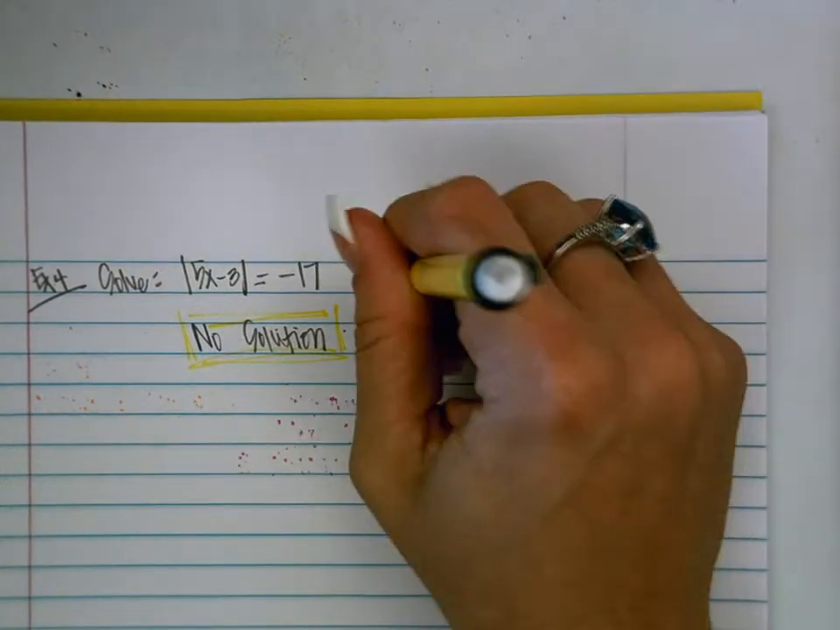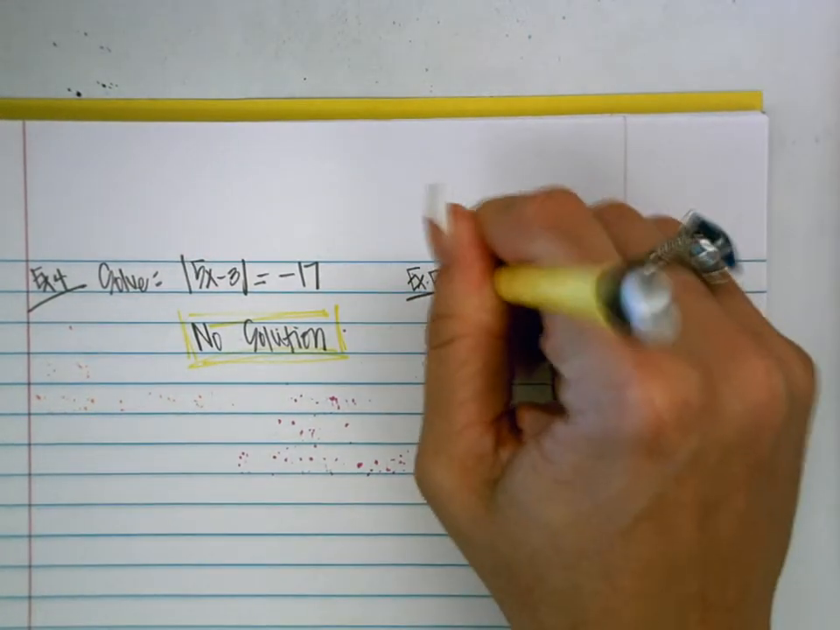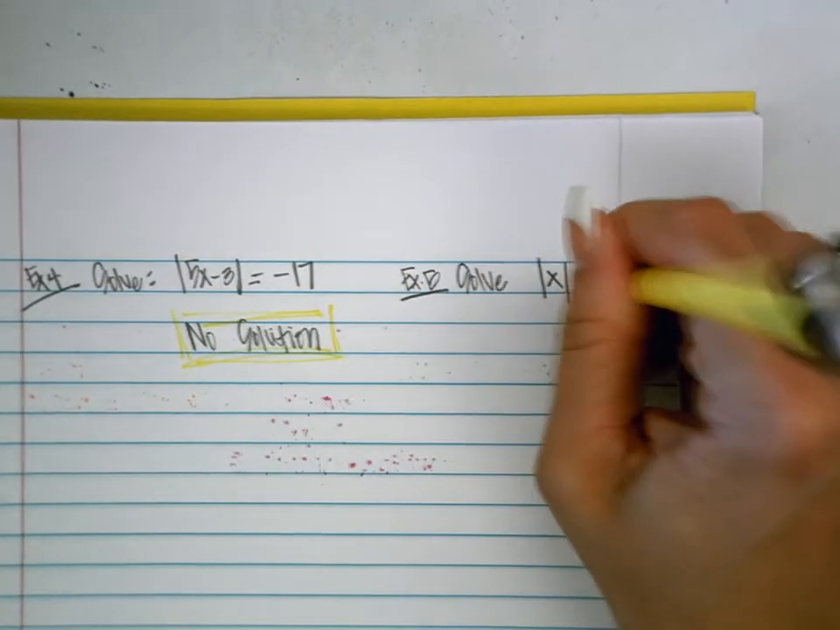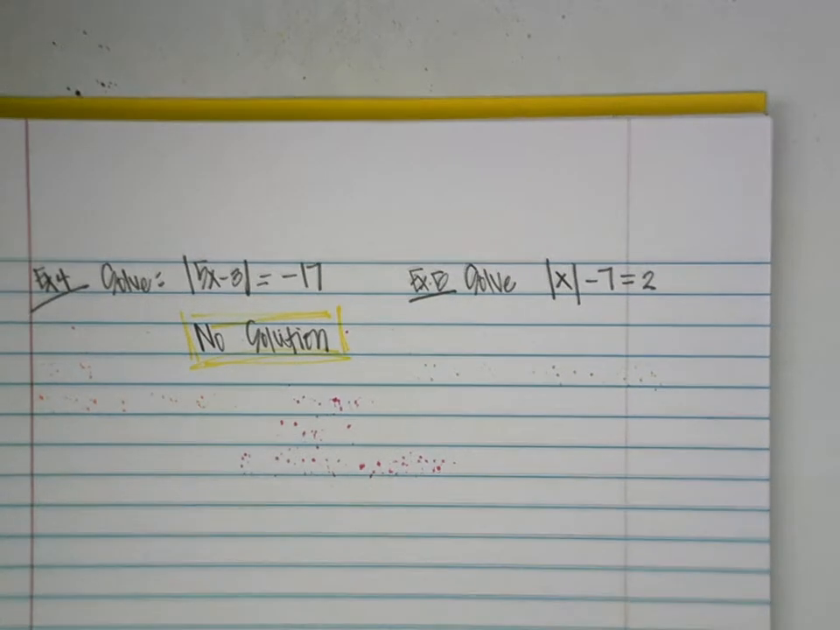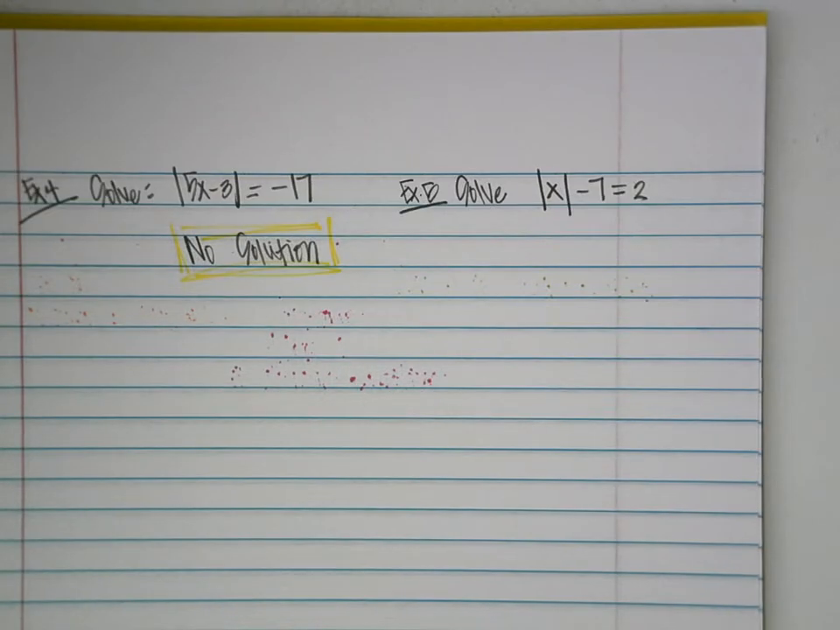Number 5. Okay, we are solving the absolute value of x minus 7 equals 2. This is a little bit tricky because it looks different. Anyone think they have an idea of what we have to do first?